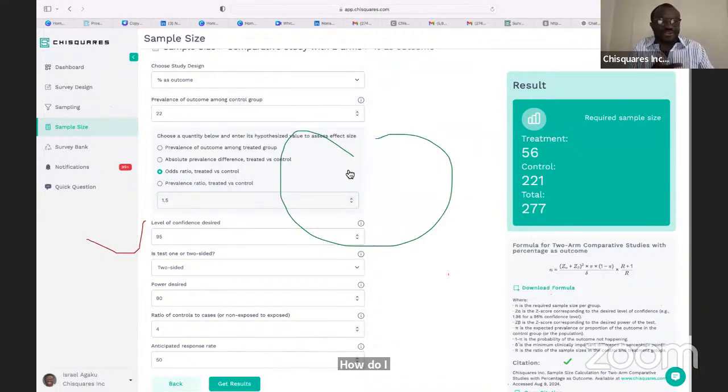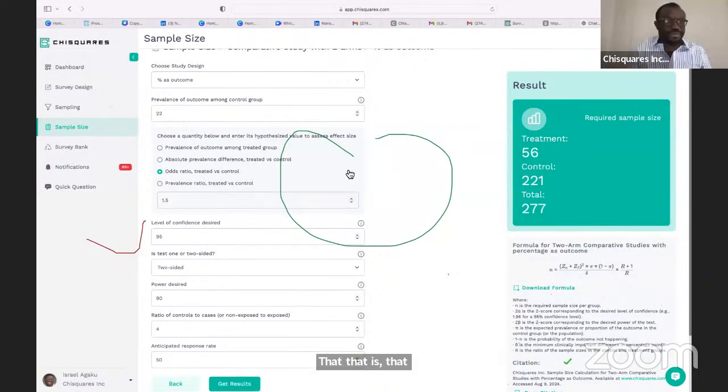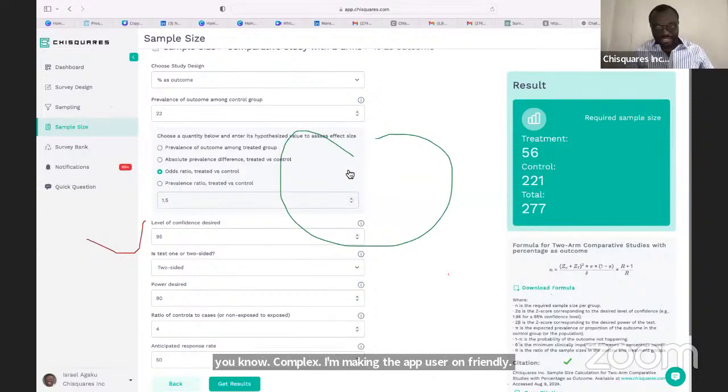That is unnecessary, complex, and makes the app user unfriendly. That is why you have all these options to calculate it. You can just fit in whatever you have on hand or whatever you're most comfortable with. I hope that makes sense.